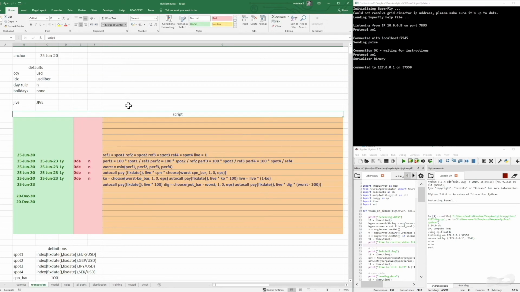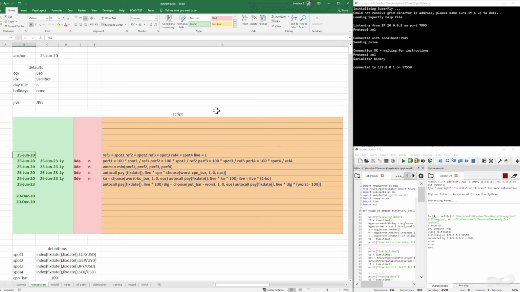So this is Superfly, Danske Bank's proprietary pricing and risk management system. I'm piloting Superfly from Excel, but the action takes place on the quant server in the upper right corner. In the lower right corner, you see the TensorFlow trainer listening for training requests. First, I create a transaction by scripting its cash flows.